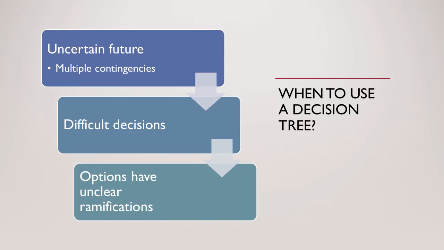Now we're going to employ decision trees when the future is uncertain. There are all these little contingencies. If I do X, then Y, Z, B, and Q happen or could happen. I don't know if they're going to happen. They might happen. So we've got these difficult decisions to make, this uncertain future. We've got uncertainty about these contingencies if I implement option A versus option B, and these options have unclear ramifications. So we're going to try to quantify as best as possible and lay it all out in this visual way.